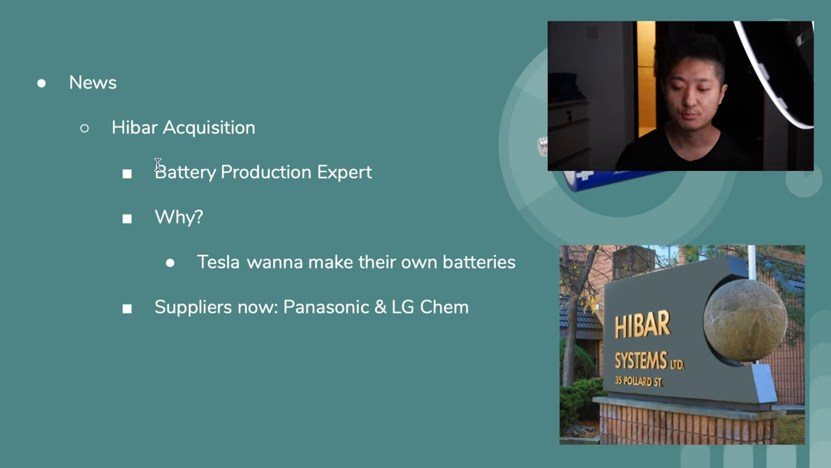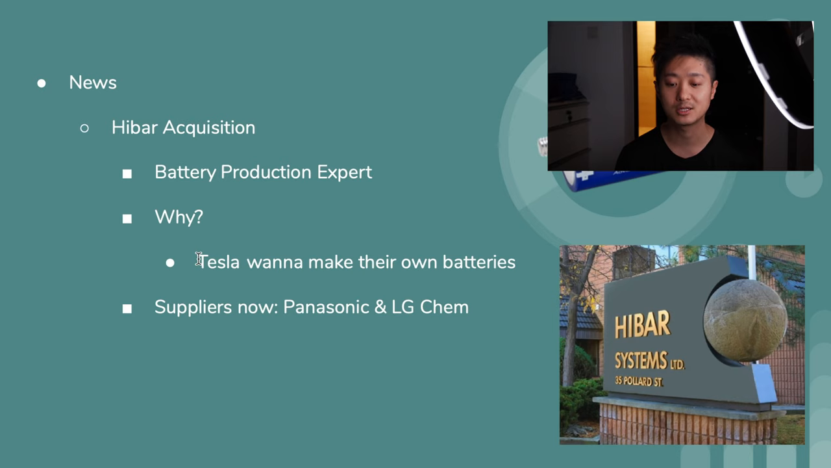Hibar is a battery production expert, which means they know how to make batteries. They can produce batteries, okay? So why does Tesla want to acquire a company that knows how to make batteries? It's because Tesla wants to make their own batteries.